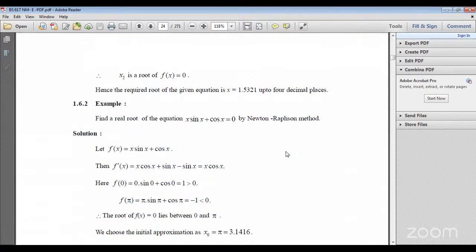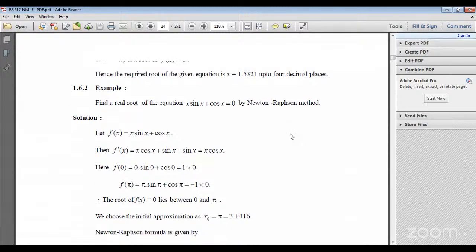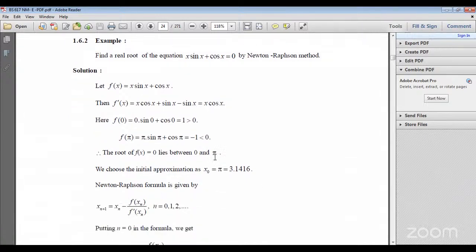Find a real root of the equation. We are taking here x sin x plus cos x is equal to 0. f of x is x sin x plus cos x; I am taking the derivative here. What is the derivative here? d by dx of x is constant. d by dx of sin x is equal to cos x. Again, d by dx of x is 1. d by dx of cos x is equal to minus sin x. So minus sin x plus sin x cancel here, x cos x remains.